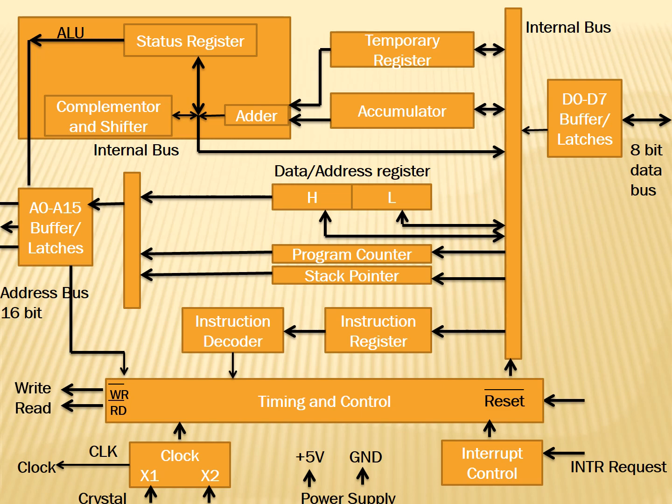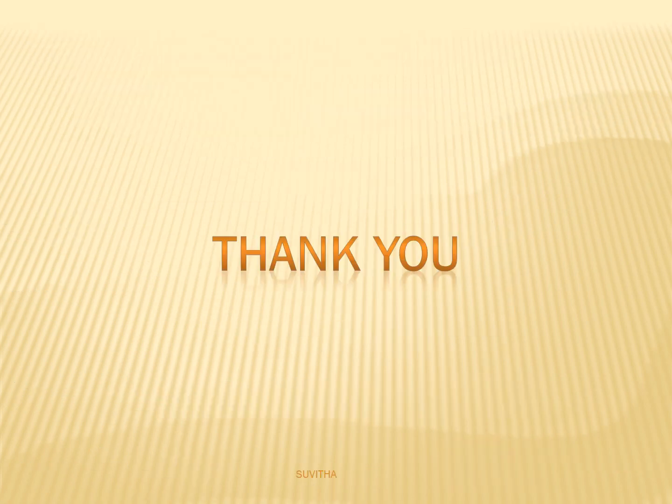The bus buffer and latches in the 16-bit address and data bus will be connected to the internal bus. Then we have the timing and the control unit. The timing and the control unit will be providing the necessary signals for the operation. You can see here the signals provided by the timing and the control unit. By this, we complete the concept of the generic microprocessor. Thank you.